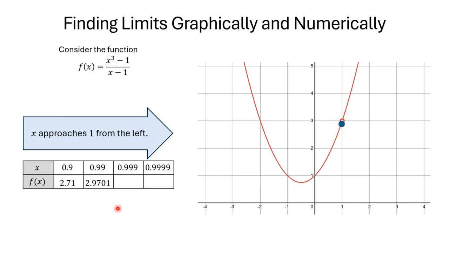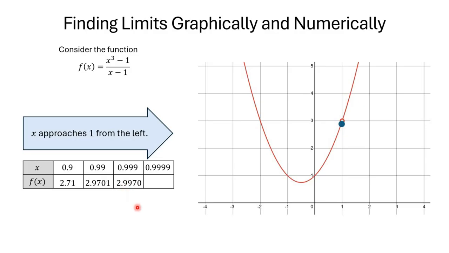So now let's plug in a number that's even closer to 1, but still less than 1, like 0.999. When I plug in 0.999, I get 2.9970, which is even closer to 3, and the distance between 2.9970 and 2.9701 is smaller than the distance from 2.9701 to 2.71. So not only are we getting closer to 3, but the distance between the outputs is getting smaller, making it seem even more as though this thing is converging on the number 3.